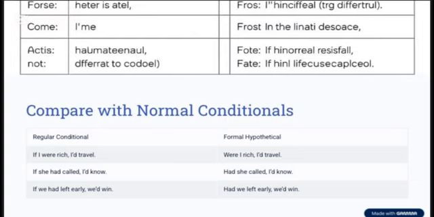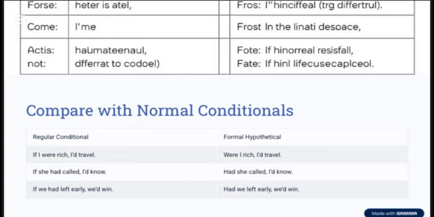Let's compare this hypothetical structure with normal conditionals. First, for example: If I were rich, I'd travel. It's so simple; in our everyday life, we always see that simple structure. But in formal hypothetical, we change its structure a little bit: Were I rich, I'd travel. We are speaking about the same thing, but in different levels of English, let's say. Second example: If she had called, I'd know. But in formal hypothetical, we use: Had she called, I'd know. And: Had we left early, we'd win. You can see here the difference.